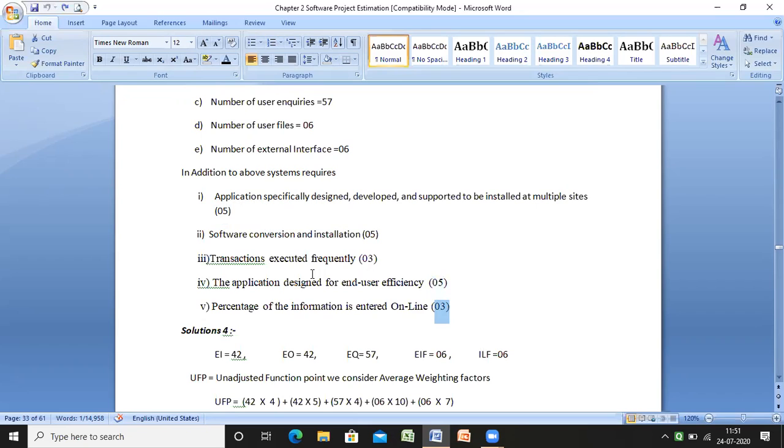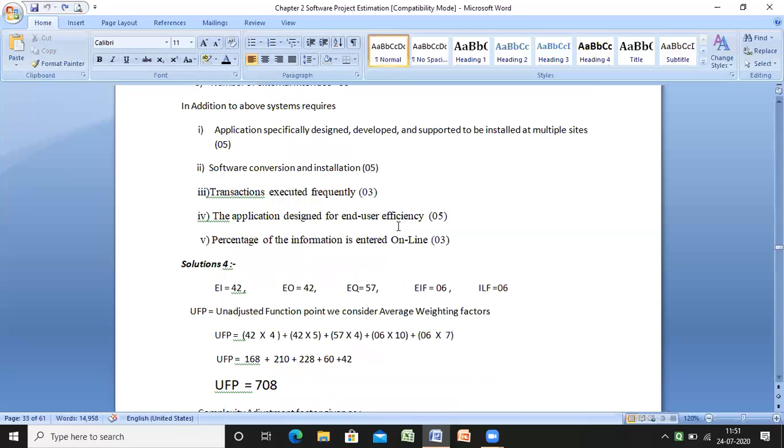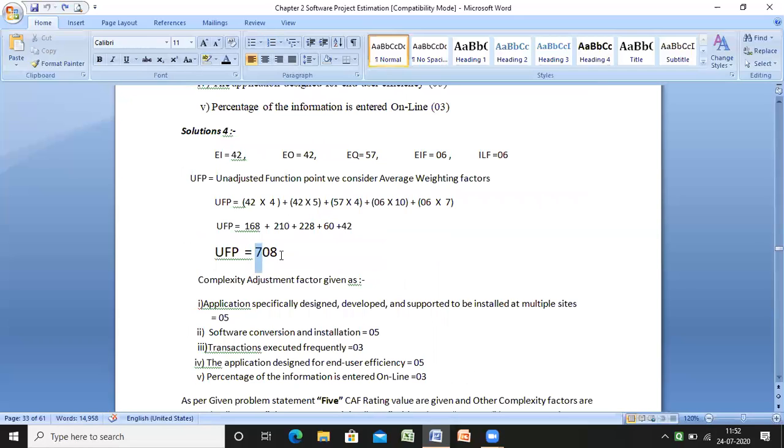In this case EI is 42. Again we are going to treat it as average factors because they haven't mentioned anything. EO is 42, EQ is 57, EIF is 6 and ILF is 6. So 42, 42, 57, 6, 6, and I'm going to multiply with our average ratings like 4, 5, 4, 10, 7. 42 into 4, 42 into 5, 57 into 4, 6 into 10, 6 into 7. 168, 210, 228, 60 plus 42. That is all counted at 708.